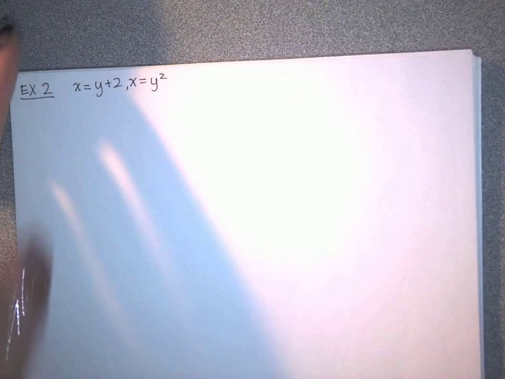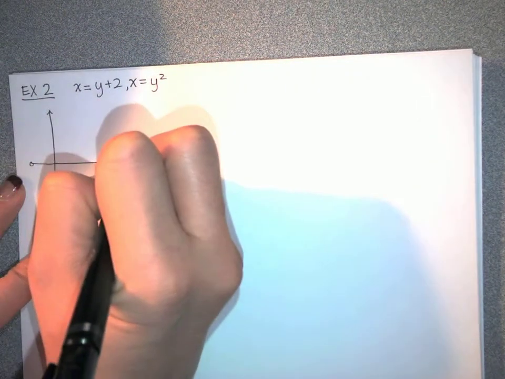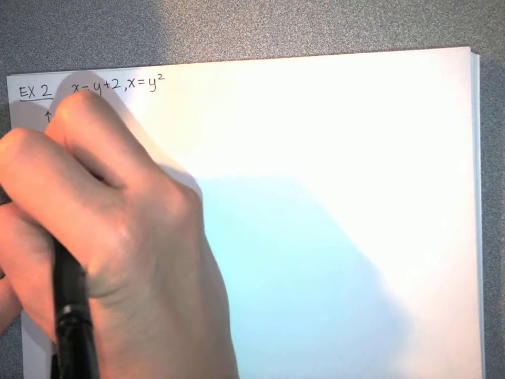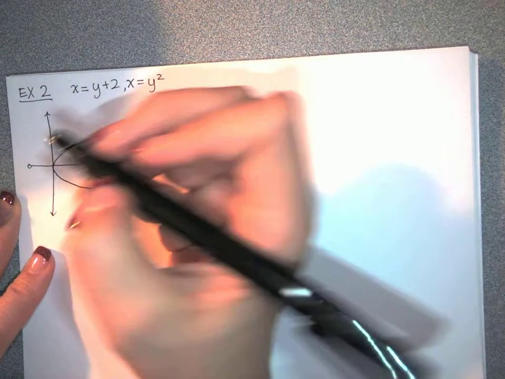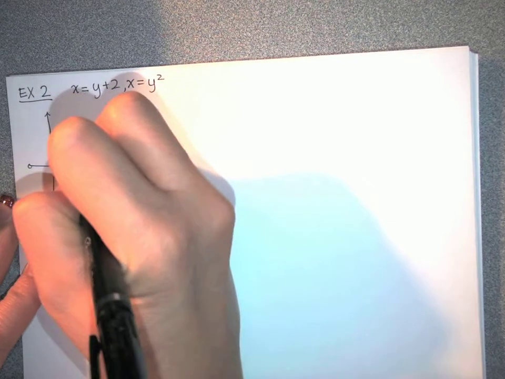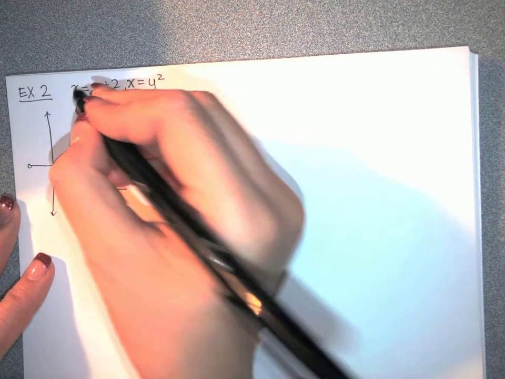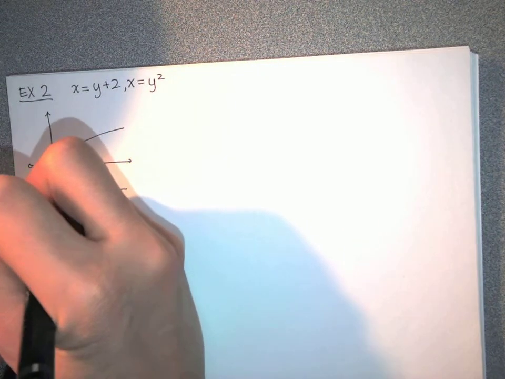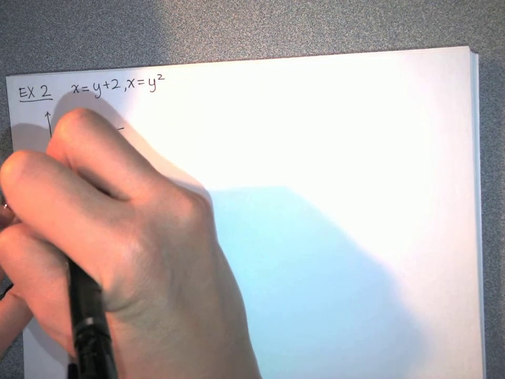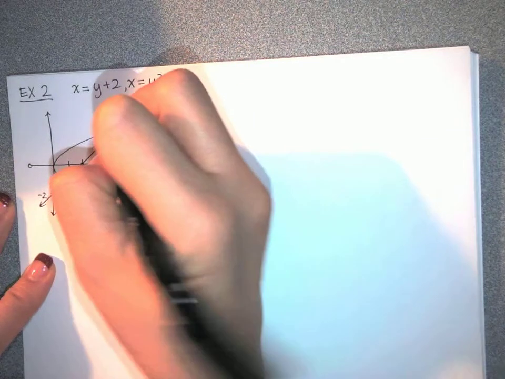So here I've got x equals y squared. So that looks like this. And x equals y plus 2. So when y equals 0, x equals 2. When x equals 0, y would have to be negative 2. So I've got a line that looks like this. And this is my region.